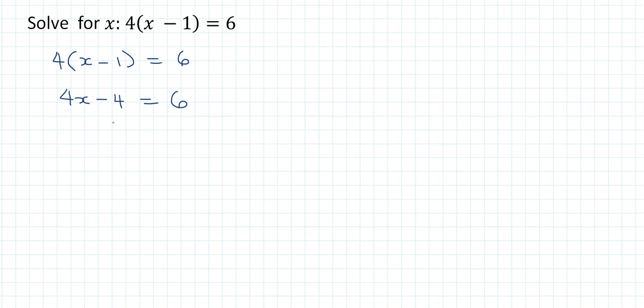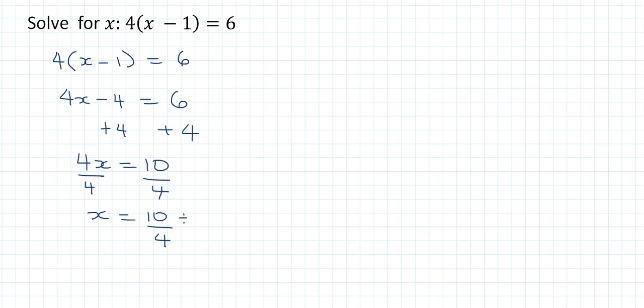Now we need to isolate, so we're going to get the number to the right hand side because we already have the variable on the left hand side. Let's add 4 to both sides. And so we have 4x equal to 10. Now we have to solve this, so we divide by 4. So x is 10 over 4.